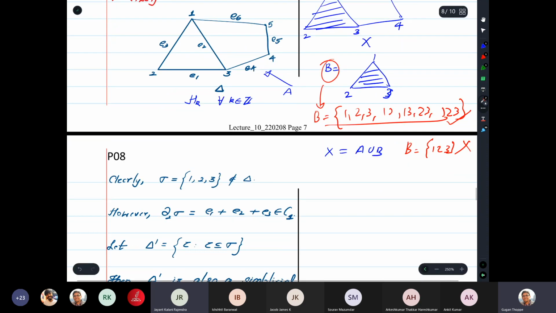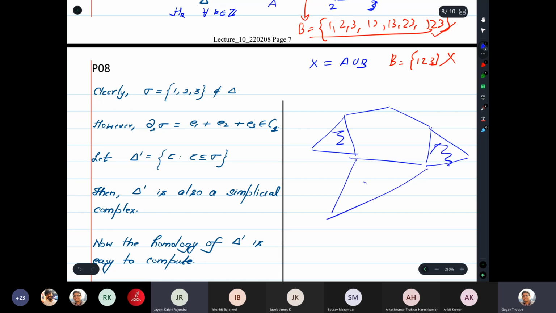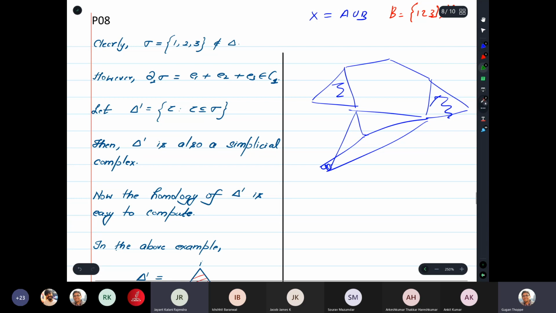This idea you should be able to immediately generalize and say that, look, if someone gives me some very weird looking simplicial complex, let's say something like this, maybe there is some tetrahedron somewhere, and we are required to compute the homology of this entire simplicial complex delta, it is going to be quite hard. But you must have immediately seen that we can use this Mayer-Vietoris theorem in a sequential fashion.